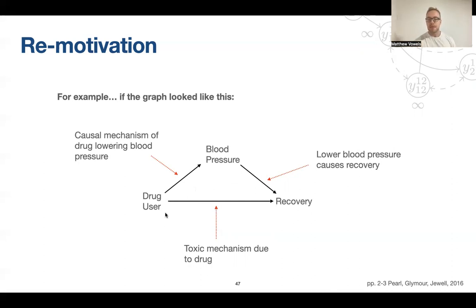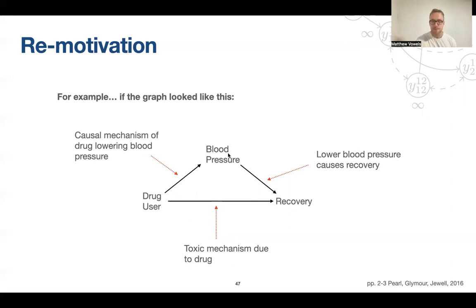So now we might have this mediation structure here where the drug has a direct effect on recovery, but it also has an indirect effect on recovery via blood pressure. Here we might say that the drug lowers blood pressure. And if you have a lower blood pressure, you're more likely to recover. But at the same time, maybe there's a toxic mechanism due to the drug itself. So there's some side effect that actually affects also whether or not we recover.